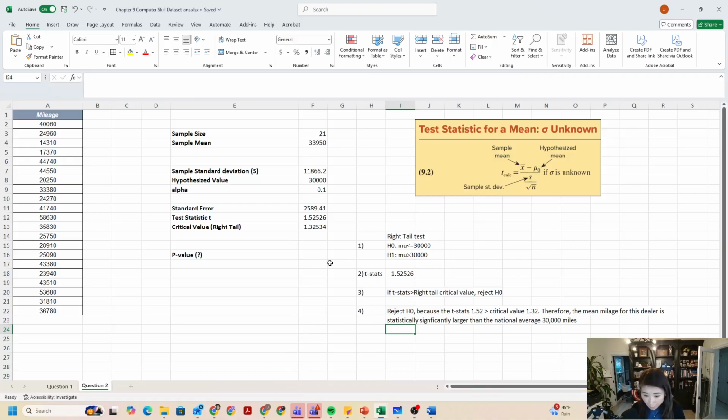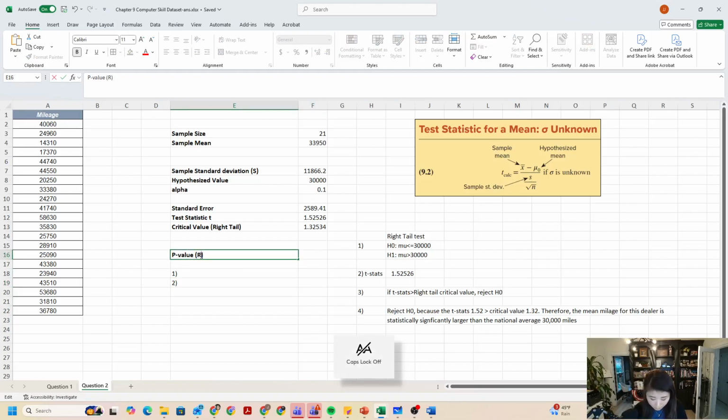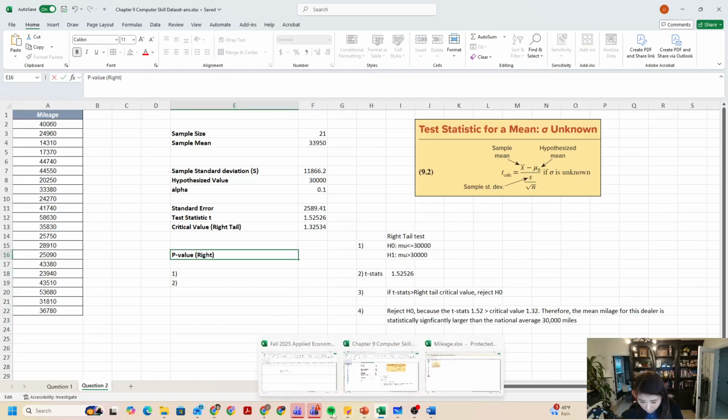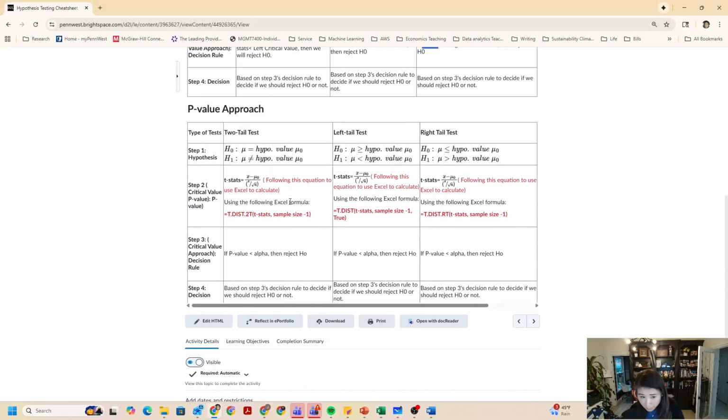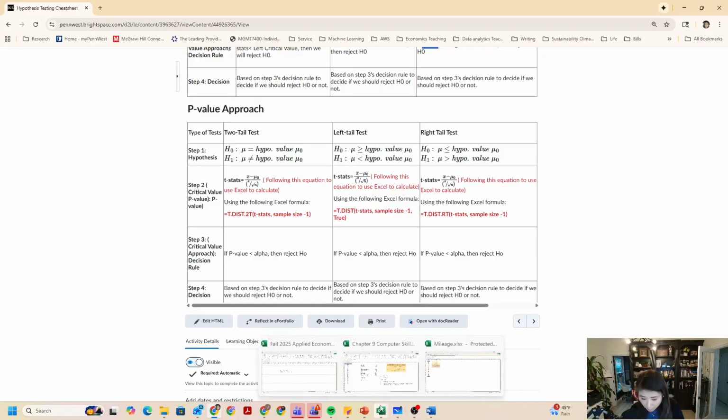How about the second approach? The second approach is p-value. We are going to have the same first step, so I'm going to skip that. For the second step, we're going to calculate this p-value. Okay, so it's the right tail p-value. Now if you go back to the cheat sheet I created for you guys, scrolling down here, for the p-value we're going to use t.dist.rt and select t-stats and the sample size minus 1. So we're going to use this method for that.